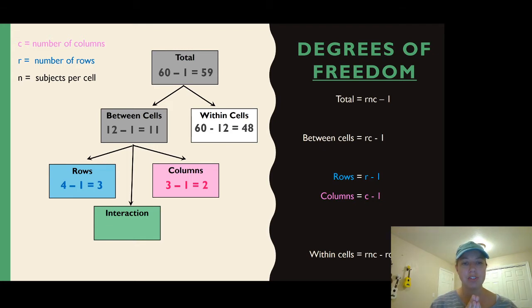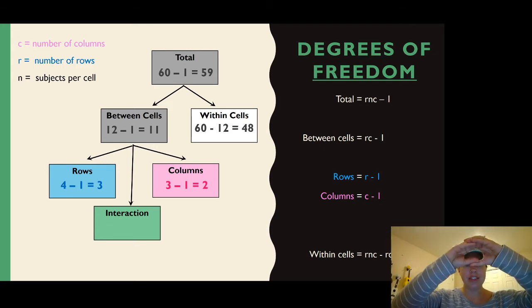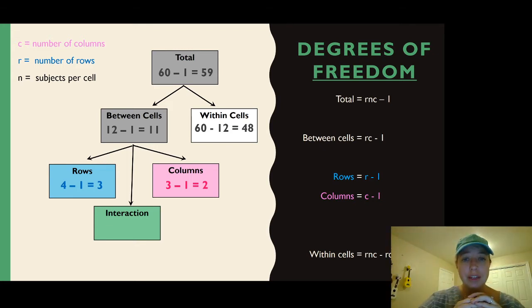The interaction, well, let's see. We've got 11 degrees of freedom between cells, and we've already broken it into the blue 3 and the pink 2. We've got 3 and 2. What else needs to go in the green box to have it all add up to the 11 that it branches from? Branching into 3 piles here.